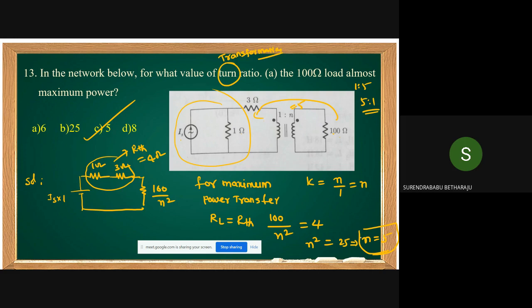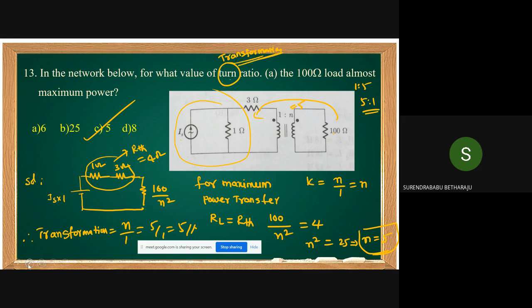Transformation ratio. I got the n equal to 5. Then what is the transformation ratio? Transformation ratio equal to n by 1, that is 5 by 1, that equal to 5. That's why the answer is C. Option C is correct. Like this you please correct this one.